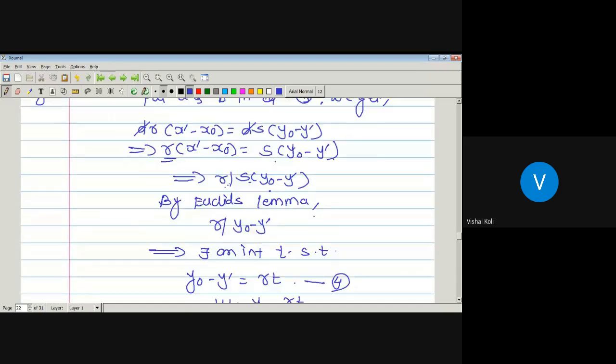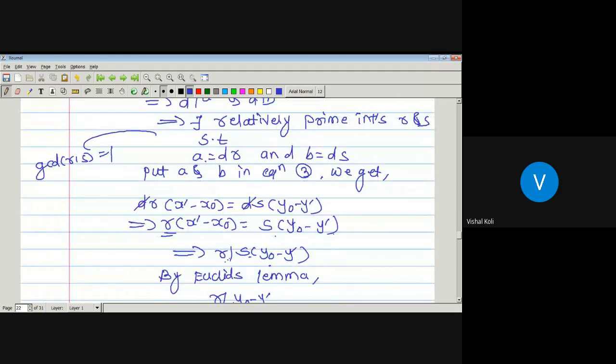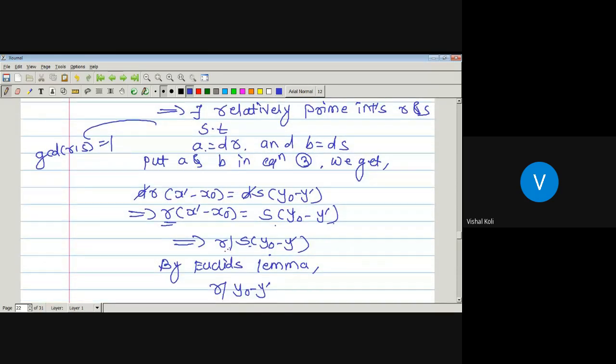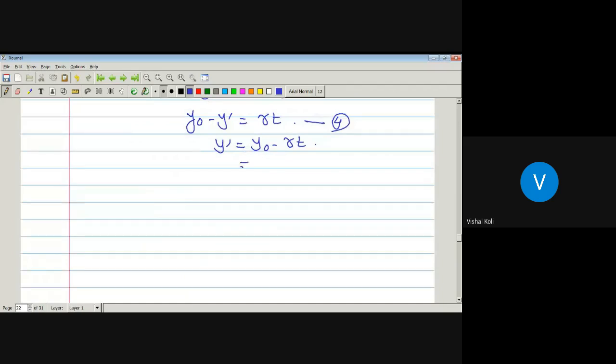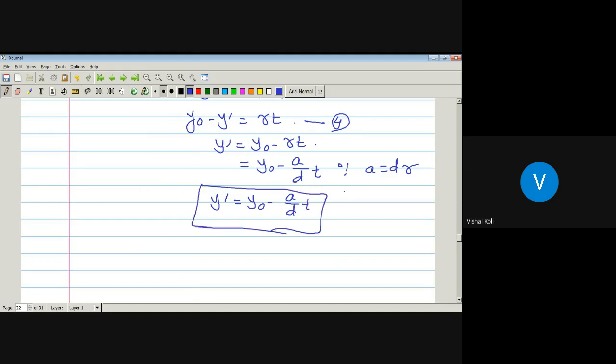But what should be the value of r? Here a is equal to dr, then r is nothing but a upon d, and r is not equal to 0, which implies y naught minus a upon d into t, since a is equal to dr. So y dash is equal to y naught minus a upon d into t. Take this as equation number 5.